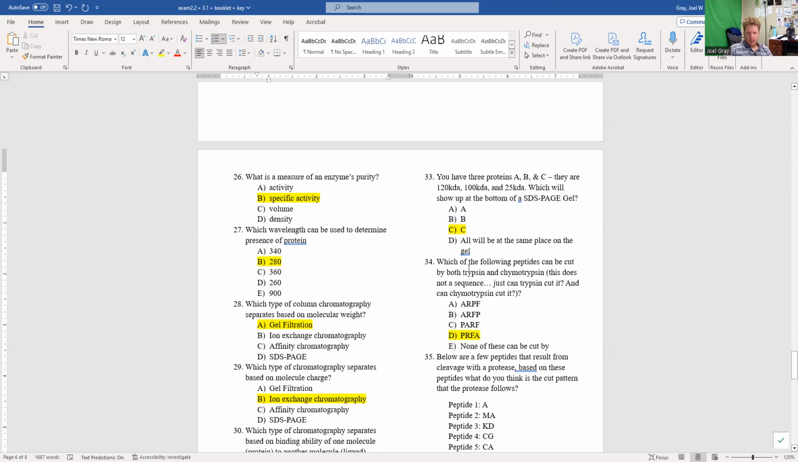34. Which of the following peptides can be cut by both trypsin and chymotrypsin? Now, this question is not asking for a sequence, but instead it's asking, can trypsin cut any of these peptides? And then it's asking, can chymotrypsin cut any of these peptides? So when we look at trypsin, we are asking for a peptide to have a positively charged residue and not be followed by a proline. So let's look at the first peptide. Can trypsin cut this peptide? It cannot, because that positively charged residue, that arginine, is followed by a proline. Okay, so A is out.